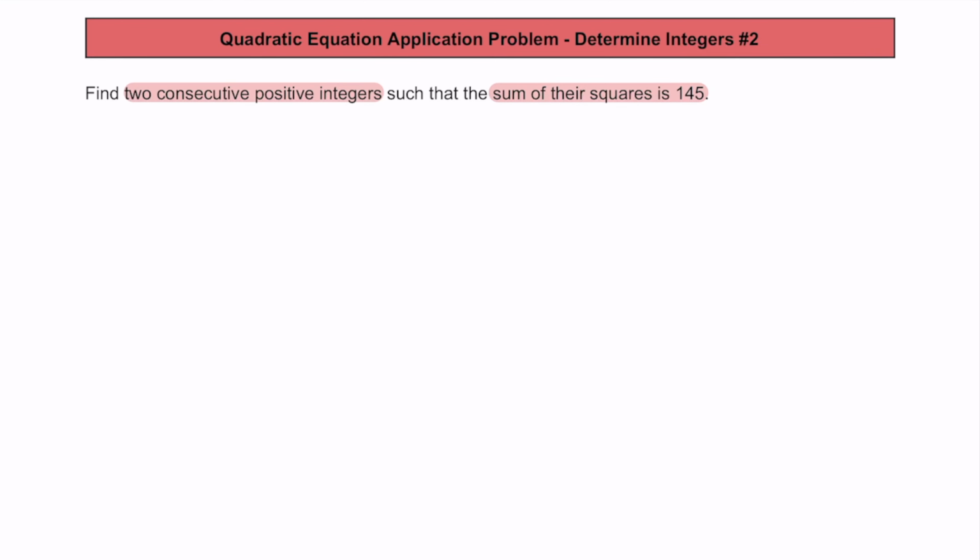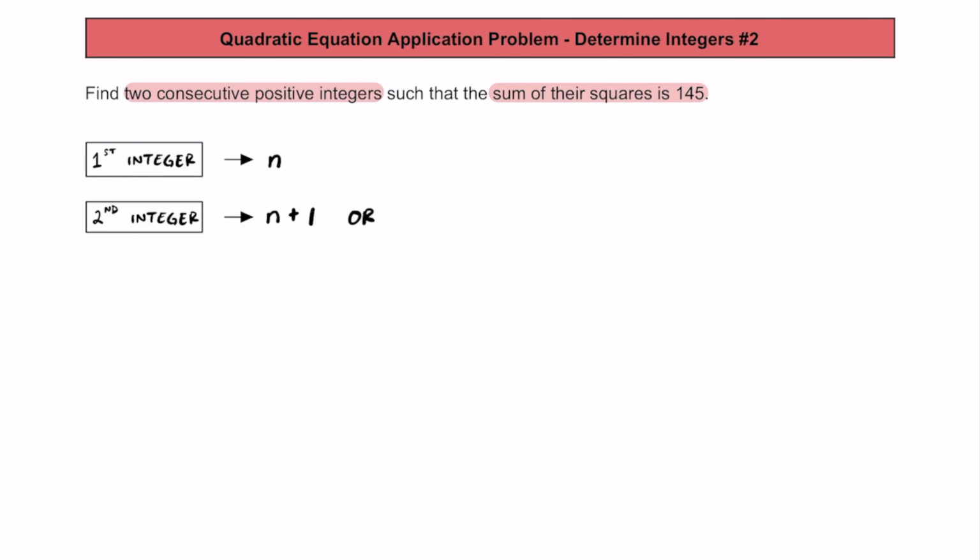To begin, let's start by writing algebraic expressions that represent each of these integers. For the first integer, I'm just going to use the variable n to represent it. For the second integer, if it's going to be consecutive to the first integer, that means it has to be right next to it, so we really have two options here. For one, we can write n plus 1, that could be one expression to represent a consecutive integer, or we can write the expression n minus 1.